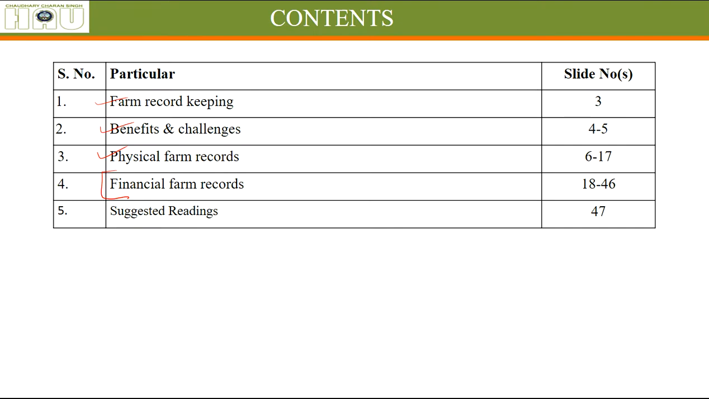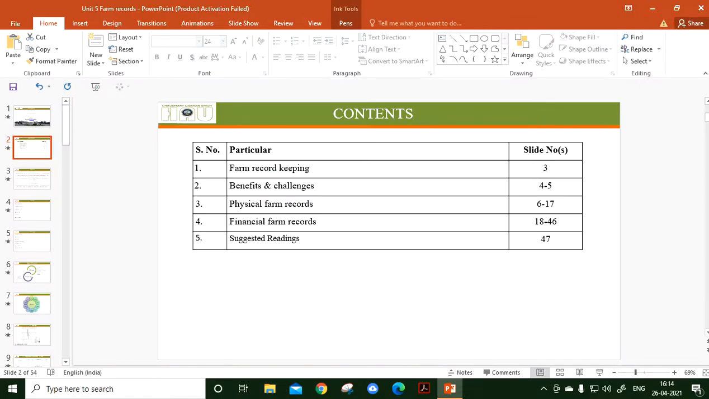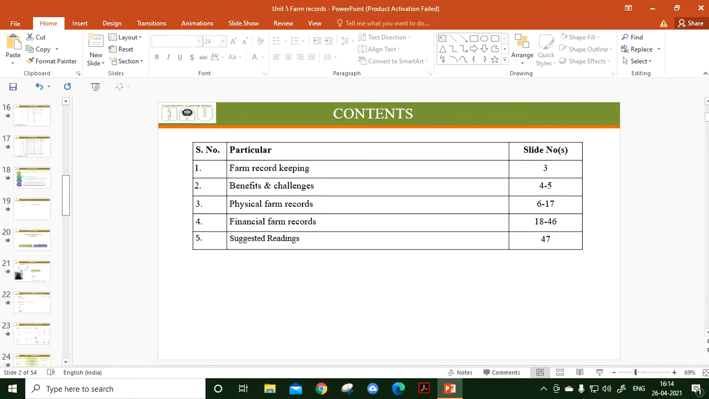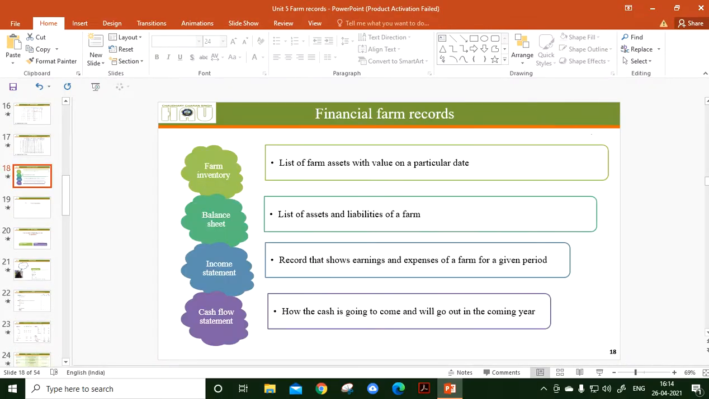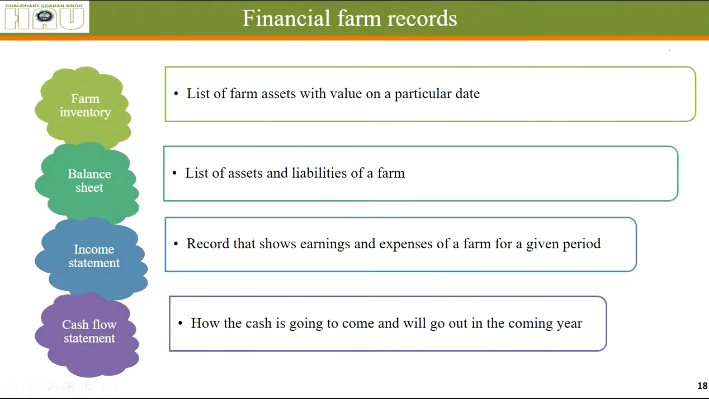Let me take you directly to the financial farm record we will be studying right now. Financial farm records are of four types. One is farm inventory, then balance sheet, income statement, and cash flow statement. We'll be studying them individually in different lectures.